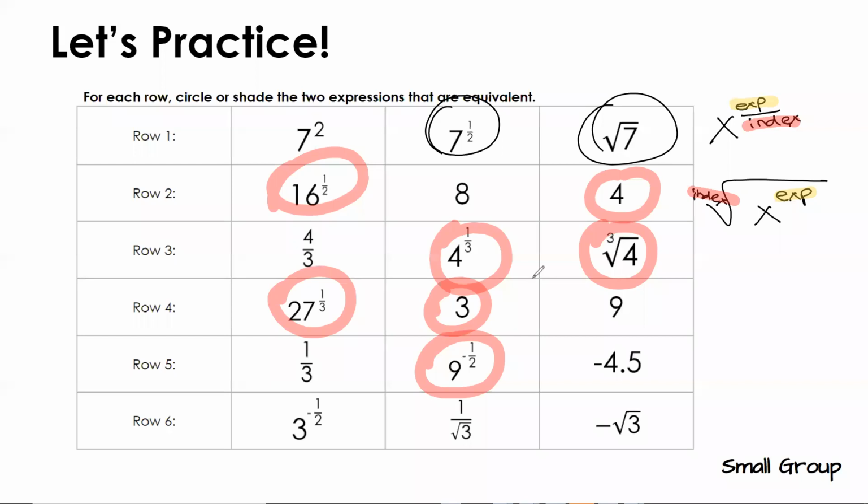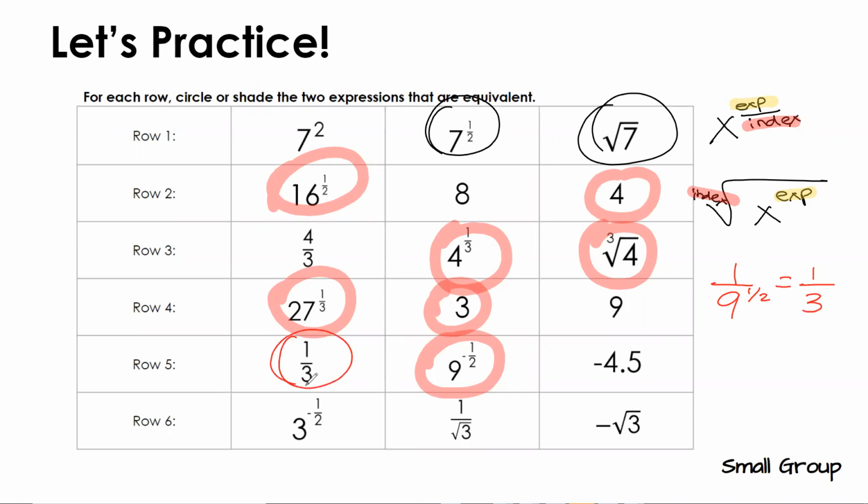Now we know that with negative exponents, that means that you're going to do what with the fraction? Flip. Okay, so we're gonna take 9 and flip it. So that's gonna be 1/9. And now we're gonna raise that to the 1/2 power. So what's the square root of 9? 3. So this is going to be 1/3.